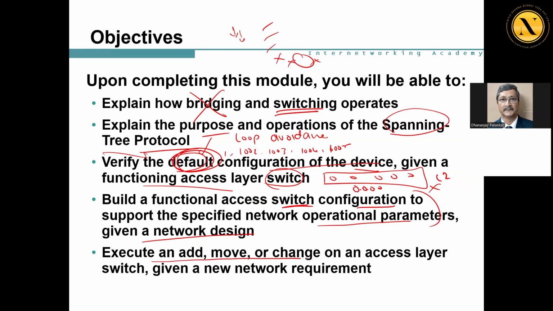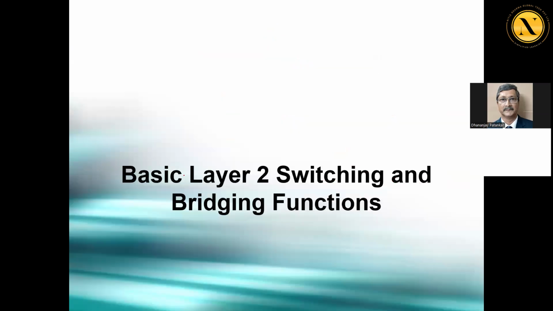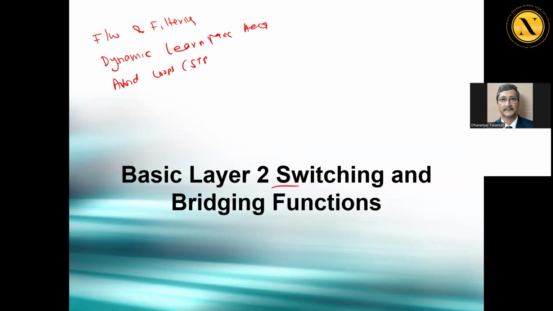Execute an add, move, or change on an access layer switch given a new network requirement. Okay, all theory. So now we know what a switch does. It can take forwarding and filtering decisions, right? Filtering means dropping. It can automatically, that means dynamically, learn the MAC addresses, right? And it can avoid loops automatically, right? That's the job of STP or RSTP or PVST or MST, whatever.